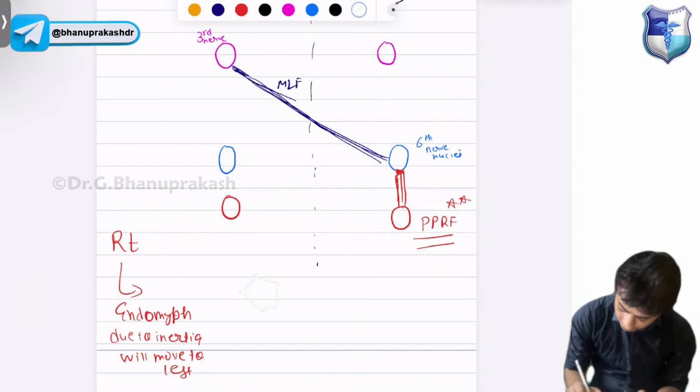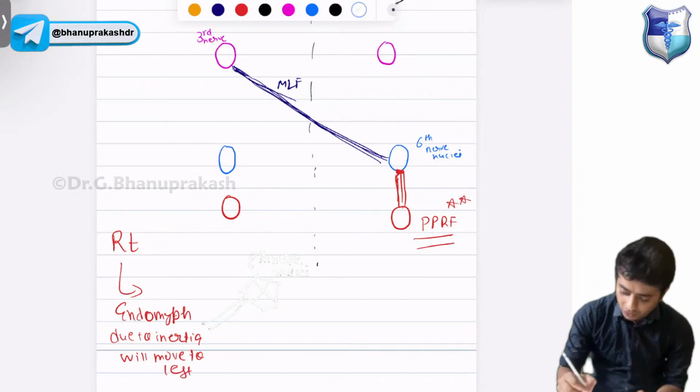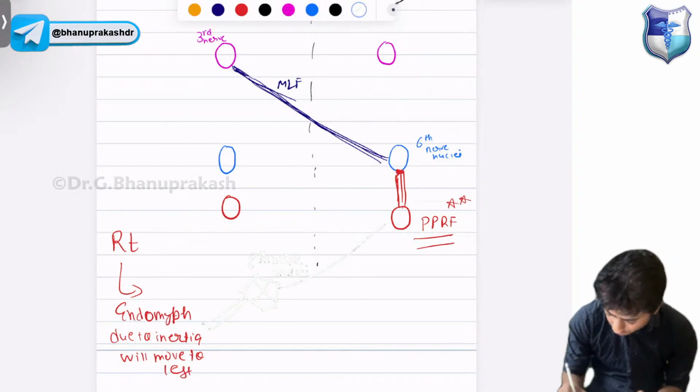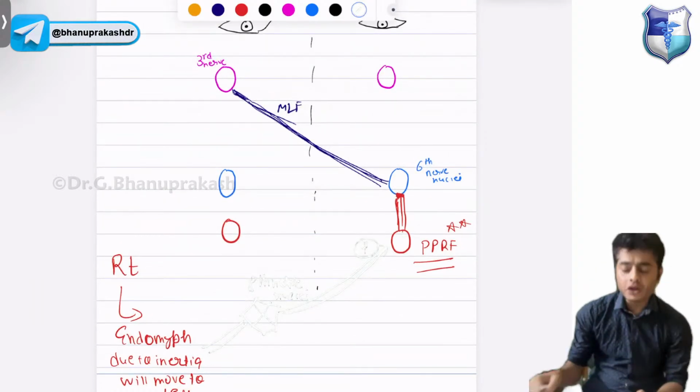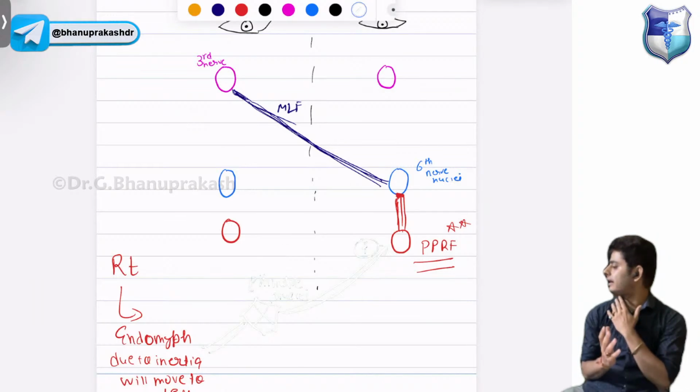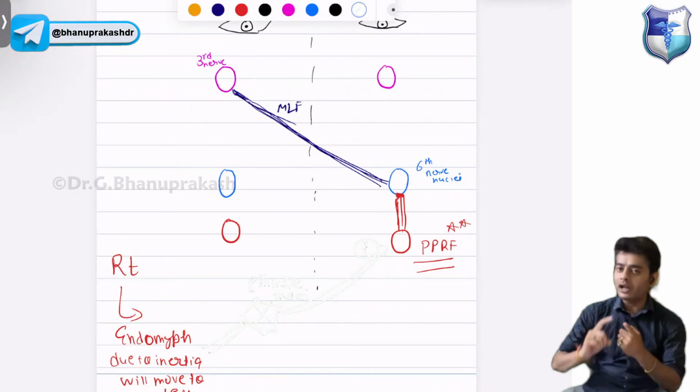Okay, and it will stimulate this eighth nerve nuclei on right side, and this eighth nerve nuclei will then stimulate the PPRF nucleus of the opposite side. So if I am moving my head to right side, my endolymph will move to left side.